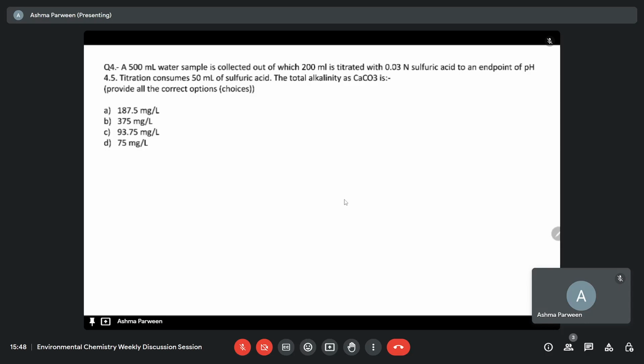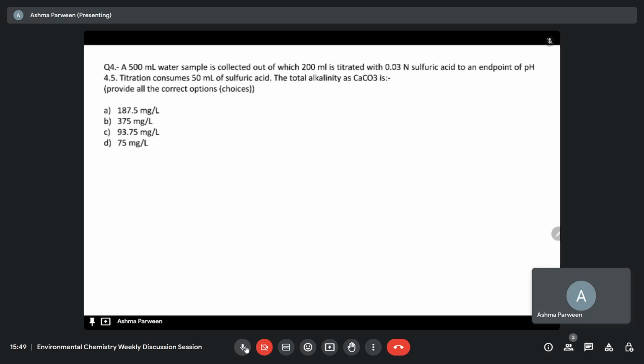Total alkalinity is this one minus this one, which is equal to 93.75 grams per liter. We have to find it in terms of CaCO3. So have you changed it in terms of CaCO3?